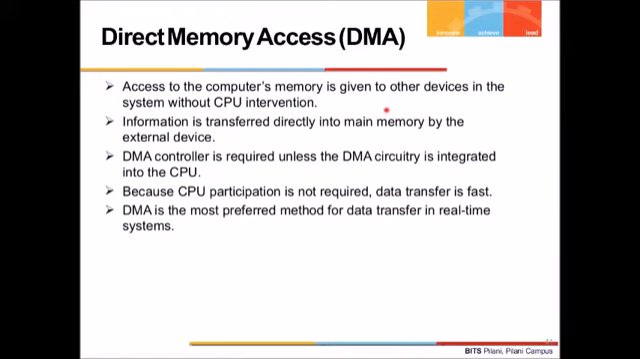So there is a mechanism called direct memory access, where the CPU does not intervene, but there is another peripheral chip called the DMA controller. It will take control of the address and data bus and do the memory transfer without involving the CPU. That is what DMA is all about. Since CPU participation is not required, data transfer is fast. And DMA is the most preferred data transfer method in most peripheral devices.